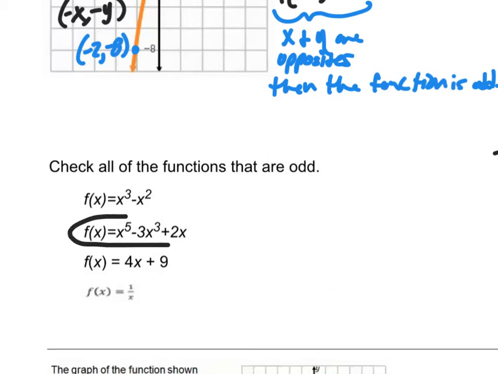But I know that this function here is odd, and this function here is also odd. All right. Notice the exponents. Notice how the exponents are all odd here. Notice how the exponent is odd here, but you have this extra constant. This does not make it odd.